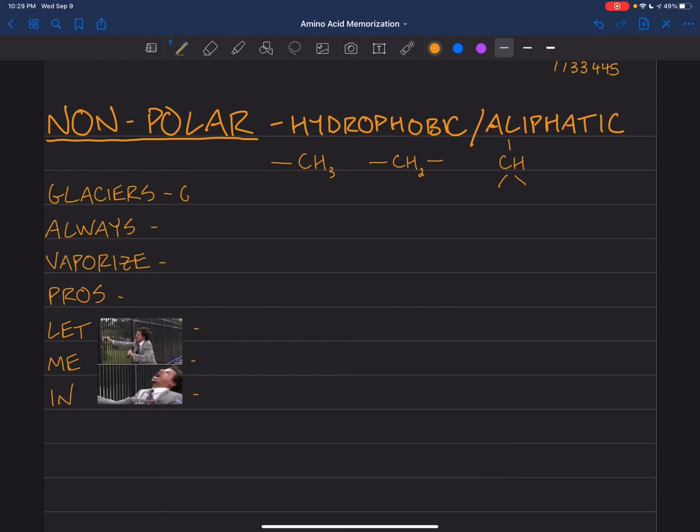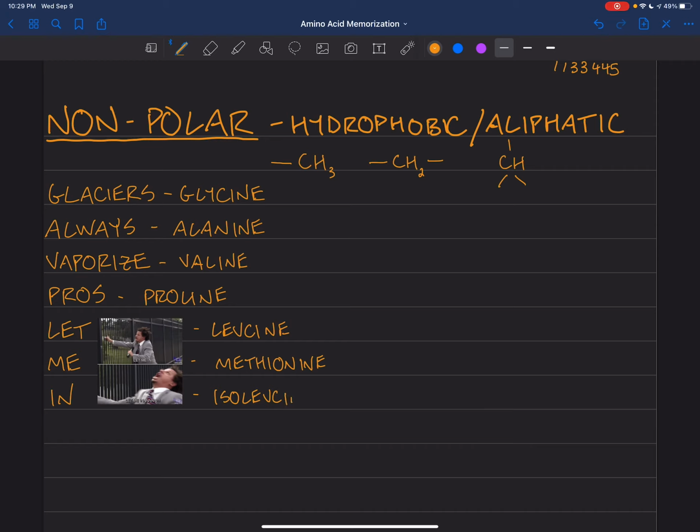So we have glycine, everybody's favorite since it's so simple, alanine, valine, proline, and then this little triplet down here. We have leucine, methionine, and isoleucine.